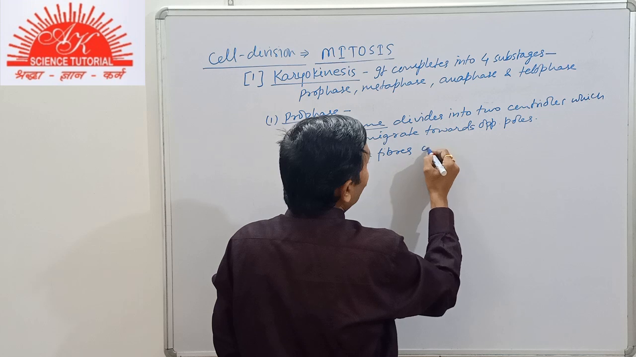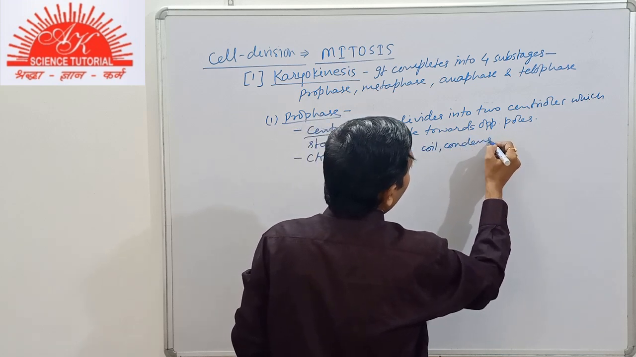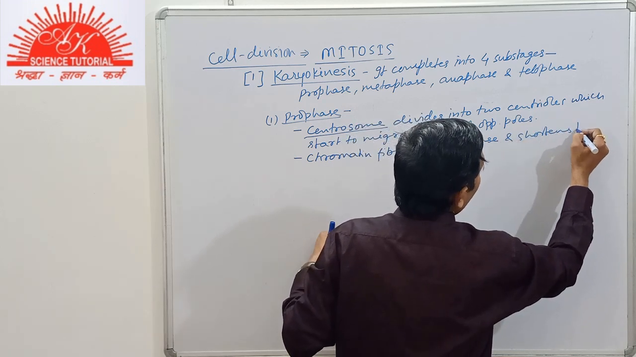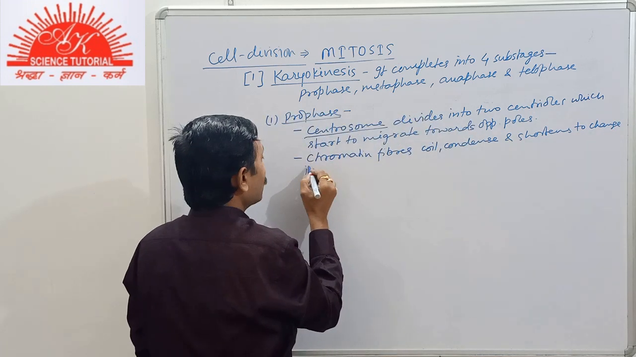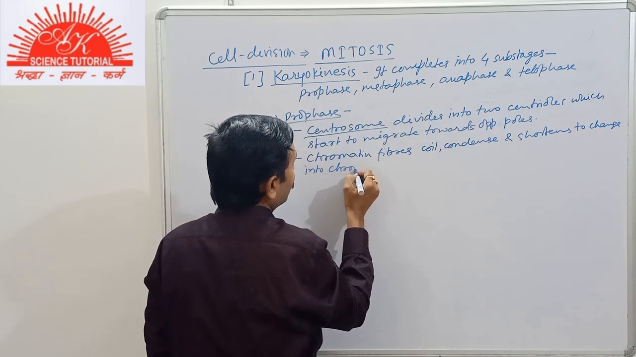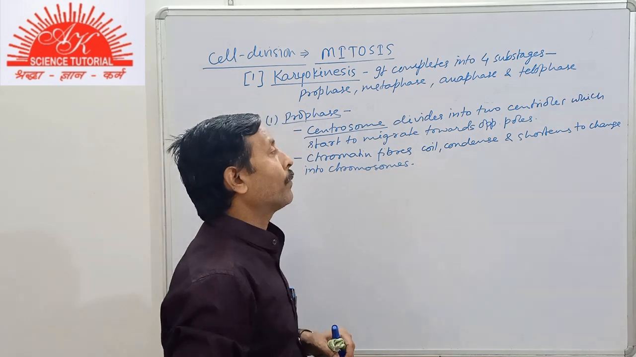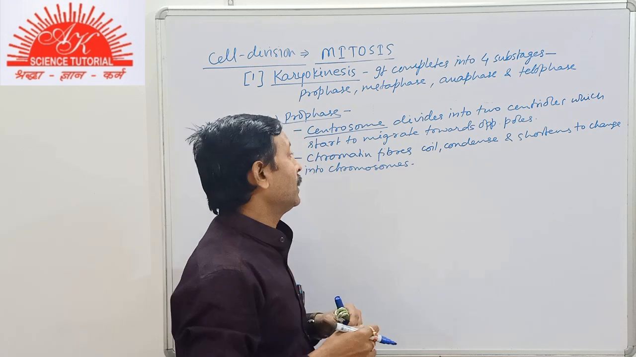Chromatin fibers coil, condense and shorten to change into chromosomes. That is, condensing of chromatin fiber takes place. Now the chromosomes will be visible to us.